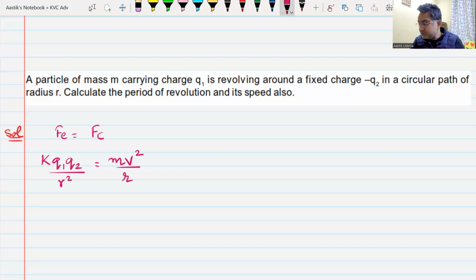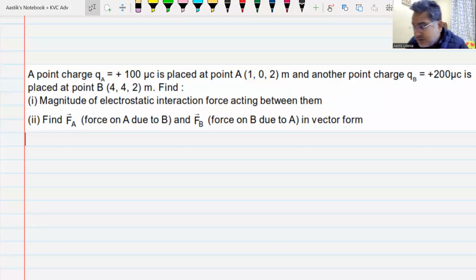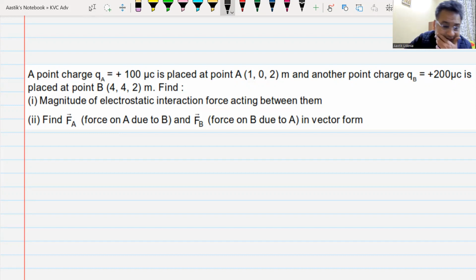Chalo. We move ahead to this question. As I said, in 99.99% of the cases, something happens. In 0.01% of the cases, something else happens. This is the question from that 0.01% of cases. Question is given. You have to find the F A vector and F 2 vector. You can give your answer in terms of K, Q1, Q2, and everything else. You don't have to actually calculate the value.